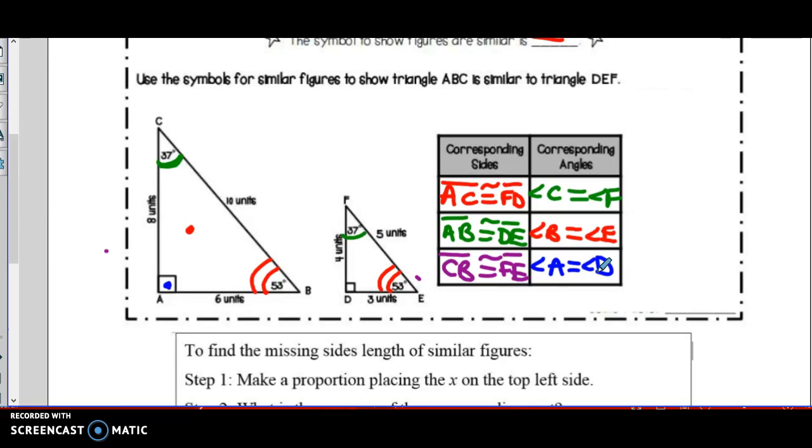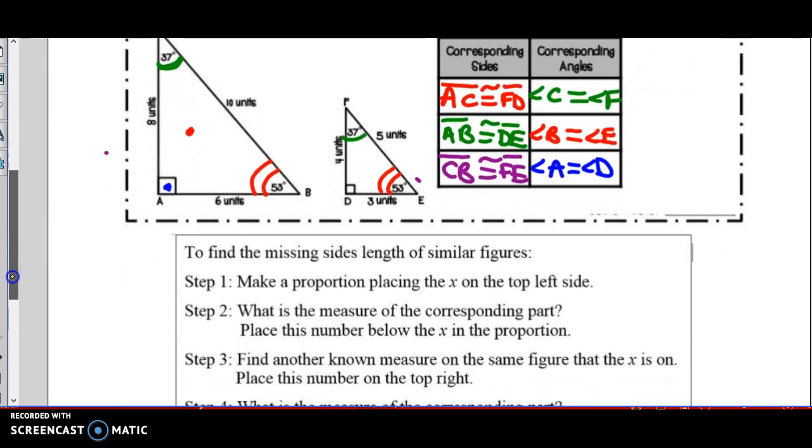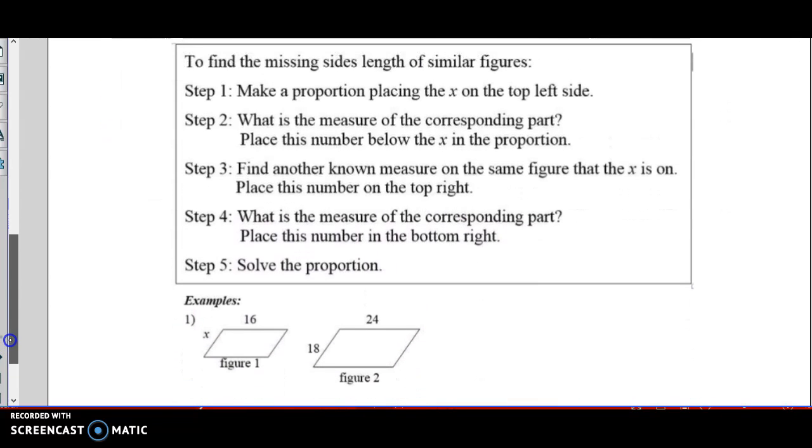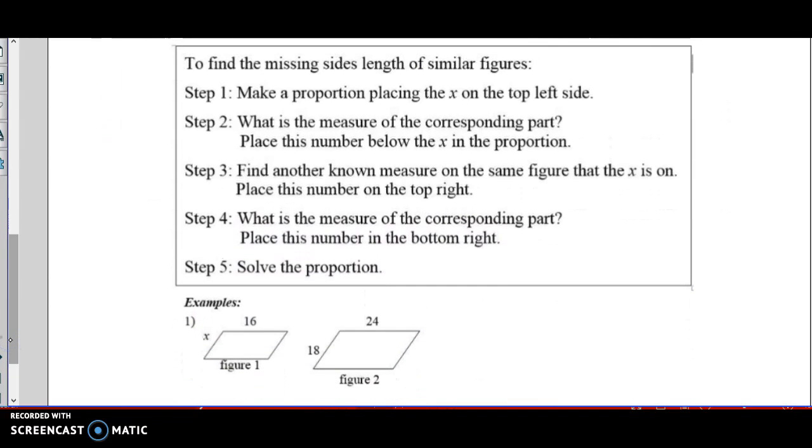Now, using this relationship, I can make a proportion and solve for missing side lengths in similar figures. My first step is to make a proportion, placing the X on the top left-hand side. So let's look at our example. I need to figure out what side corresponds with X. It says, what is the measure of the corresponding part? Place this number below X in the proportion. And so the short side here is 18.